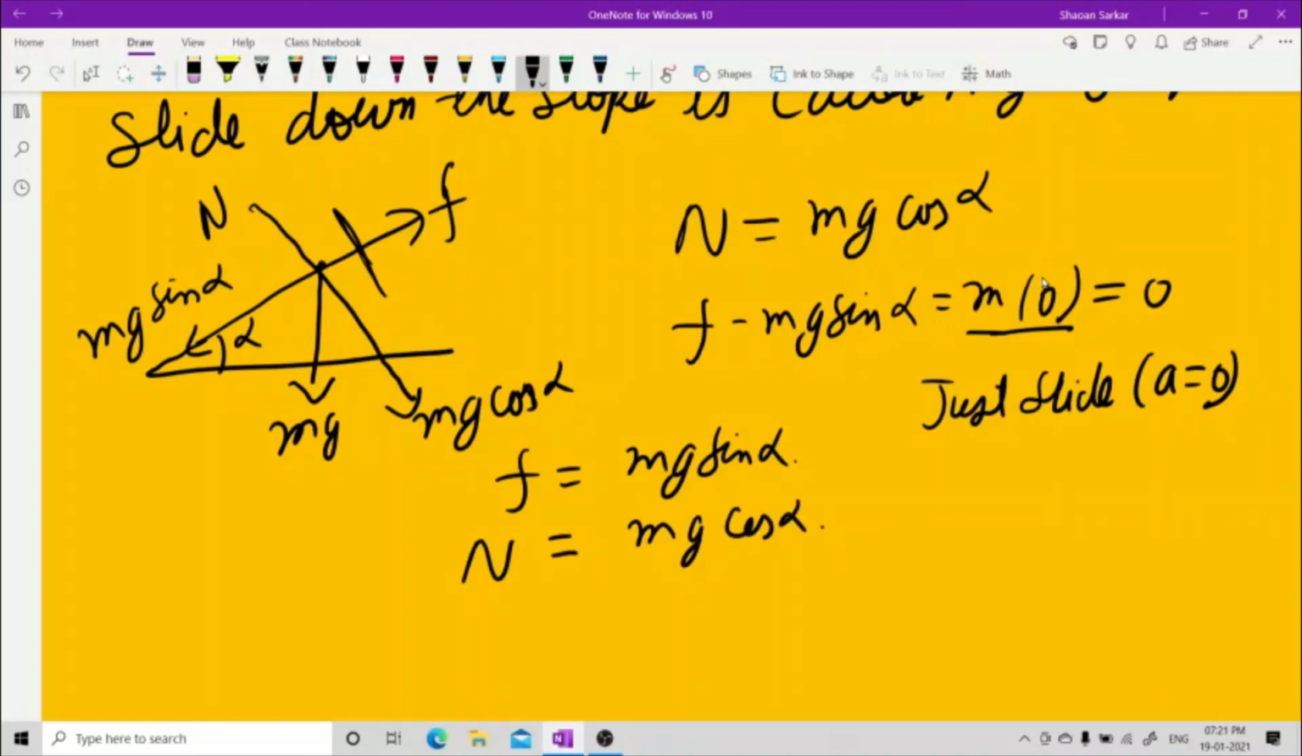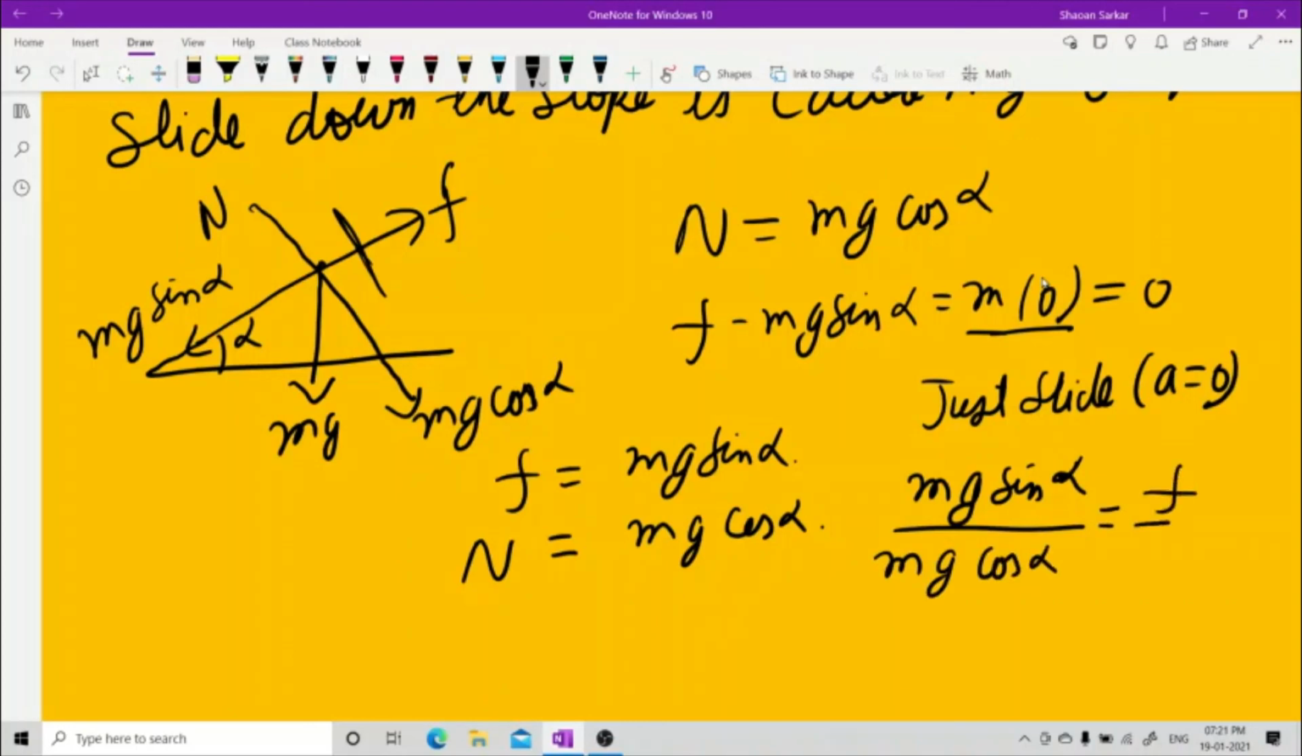Now, f you already know. Let's write the equations in this manner. Let's divide the two equations. mg sin alpha divided by mg cos alpha is equal to f upon n. Now, f is mu n, divided by n. So this cancels out with this. Sine upon cos is tan alpha, which is equal to mu.